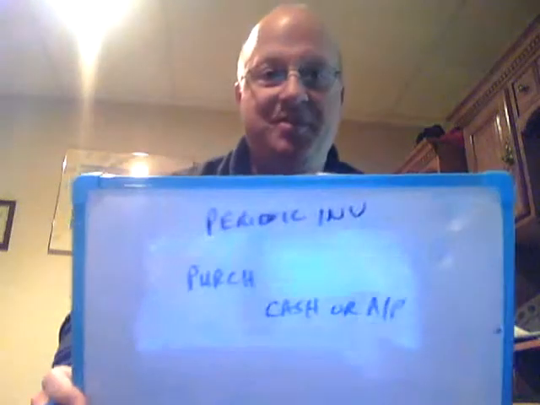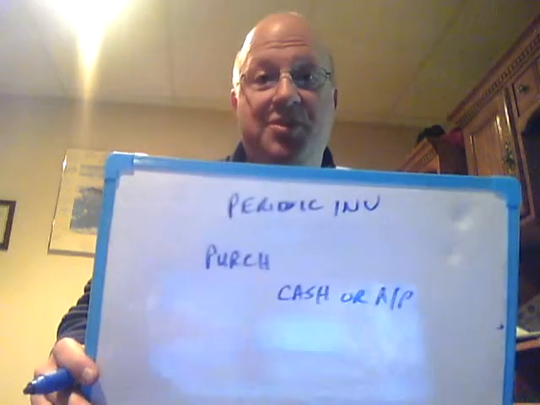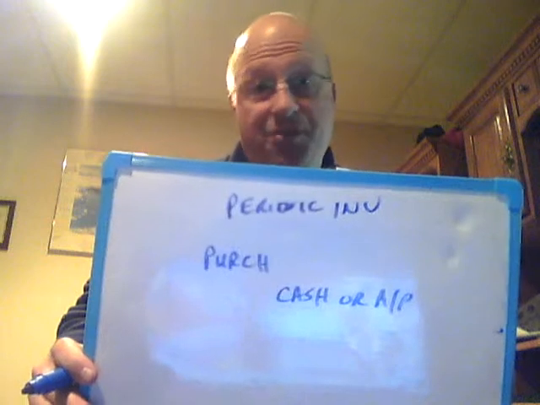under the periodic system, when a purchase is made, we have a debit to the purchases account, if you recall. So under periodic inventory, when we make a purchase, the debit goes to the purchases account, the credit goes to cash or accounts payable.